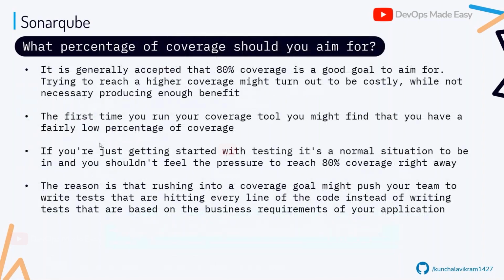So how much percentage of code coverage should you aim for? It is generally accepted that 80% is good, if not ideal, for production release, but anything greater than 80 is always good. At the same time you should not aim for high code coverage at the beginning of the project, because instead of writing source code, you'll end up writing unit test cases unnecessarily.